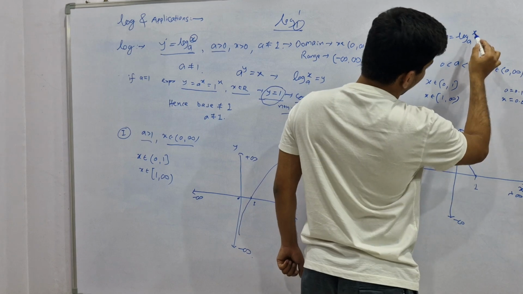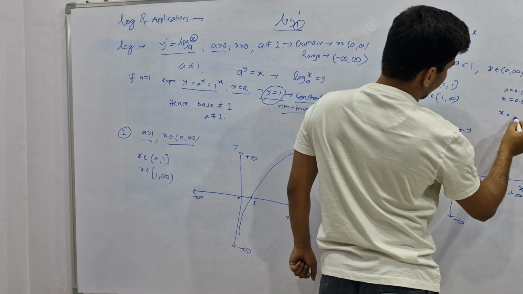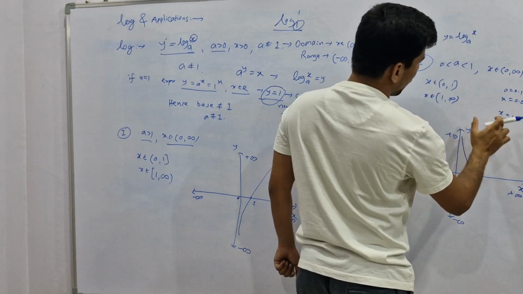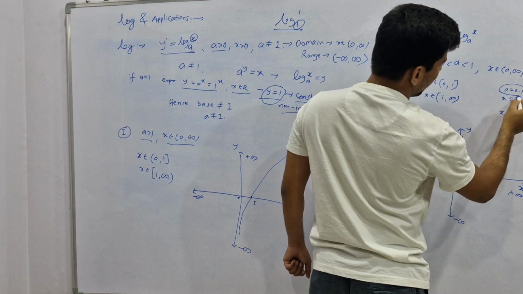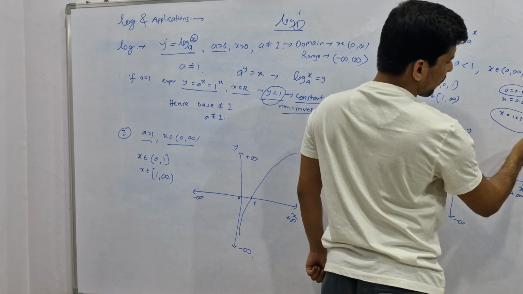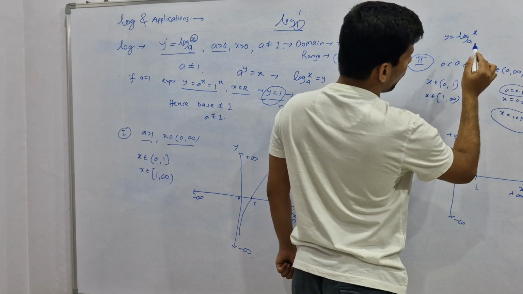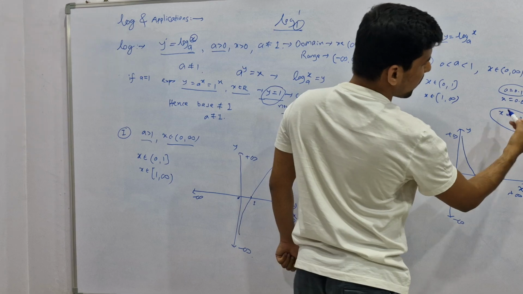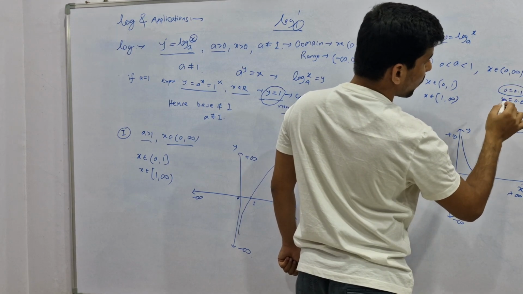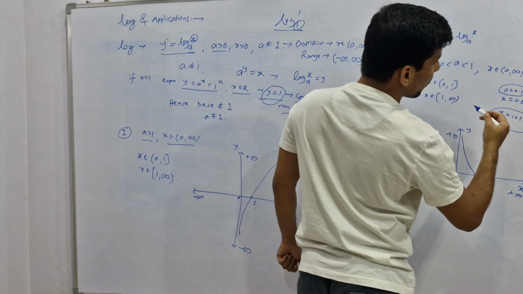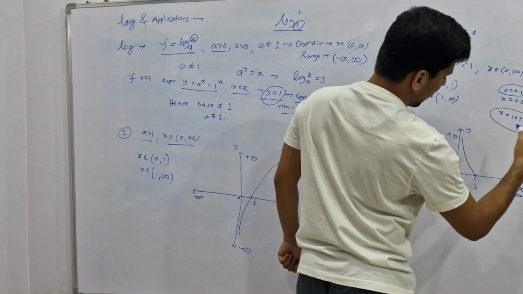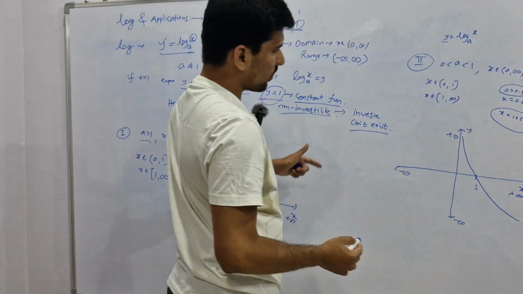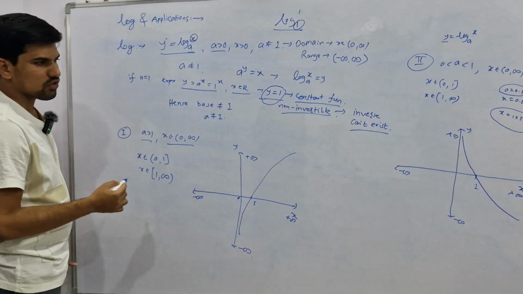For x positive infinity, let's say x is some large value, and a is 0.1, what will be the value of y? It must be negative infinity, because 1 upon 0.1 to the power infinity, where 0.1 to the power infinity is close to 0, and 1 upon close to 0 will be close to infinity. So this graph will be like that. So these are the graphs of logarithmic functions. Thank you.